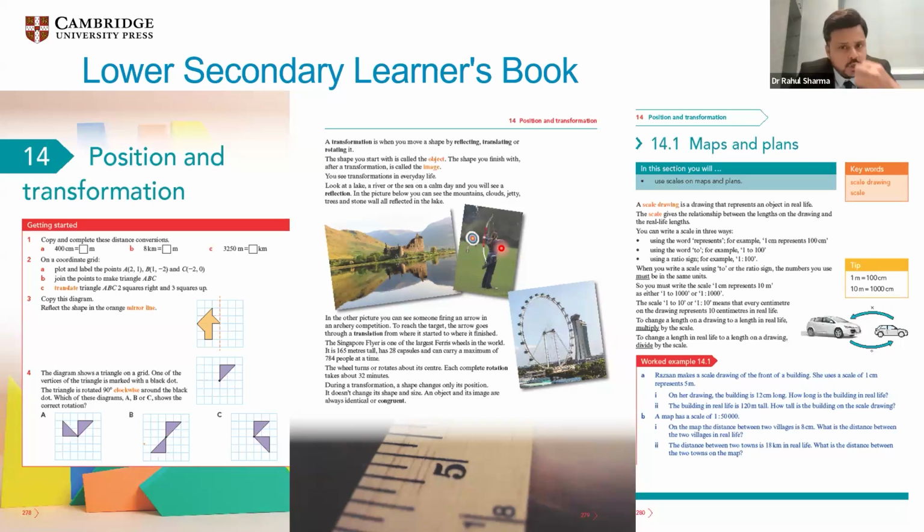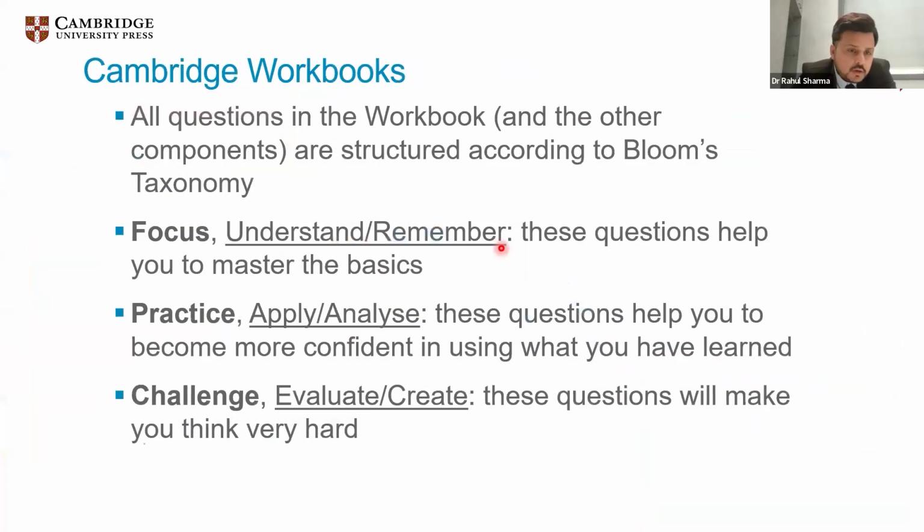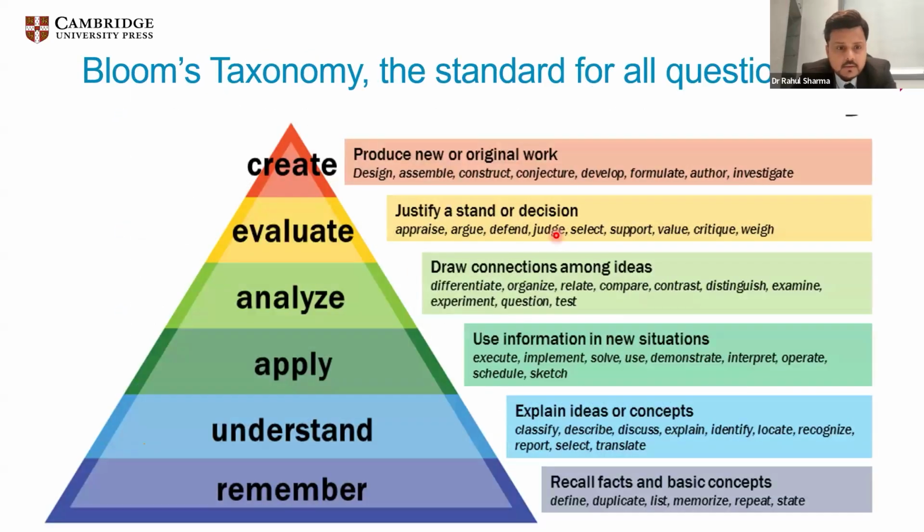We spoke a bit about the teacher's resource and the learner's book. The third part which comes is the workbook. All the questions in the workbook are structured according to Bloom's taxonomy. Let me show you Bloom's taxonomy first. Remember and understand are the first levels of any understanding or any question. Apply and analyze are the next stage, where after remembering and understanding a concept, I now apply and analyze it on my own. And finally, I am evaluating and creating a new concept.